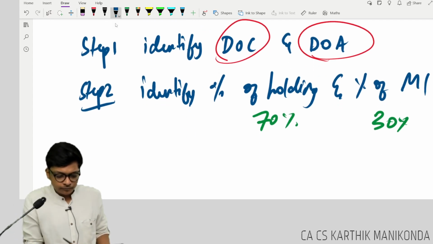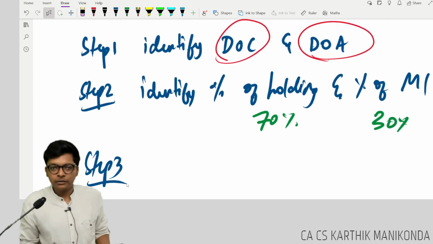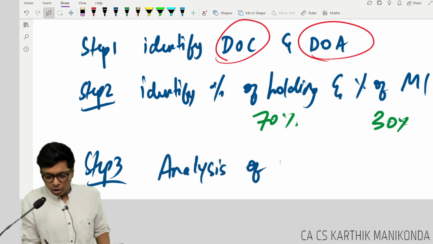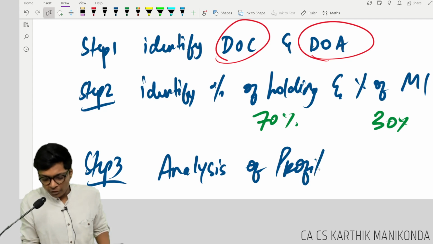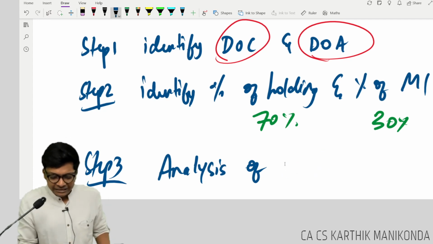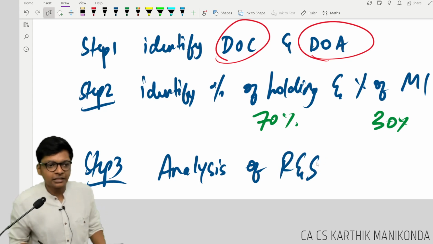Step number 3 is called analysis of profits, or in other words, write down analysis of reserves and surplus.